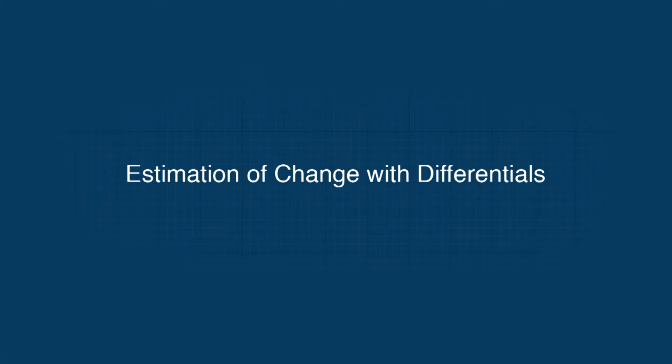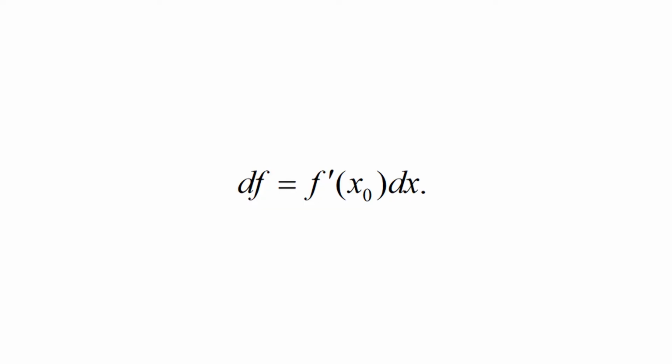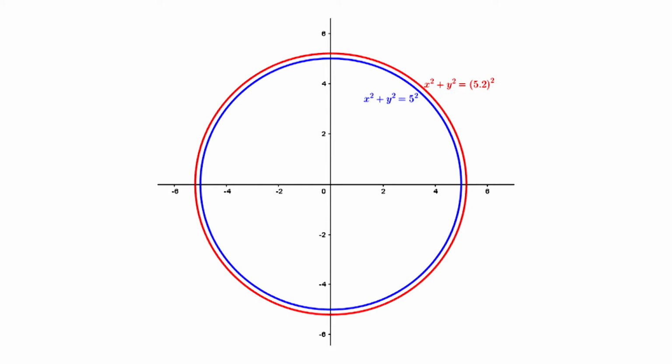Estimation of change with differentials. Let f of x be differentiable at x is equal to x naught. The approximate change in the value of f when x changes from x naught to x naught plus dx is df is equal to f prime of x naught dx. As an example, we consider a circle of radius r.